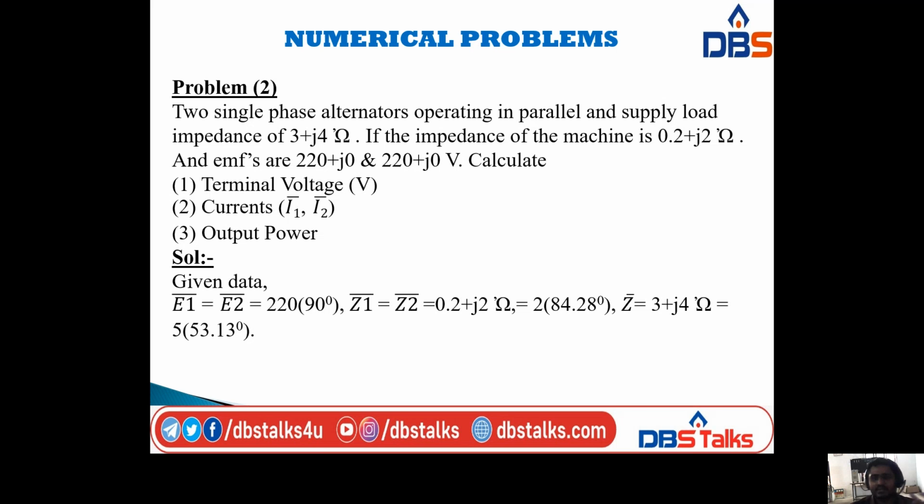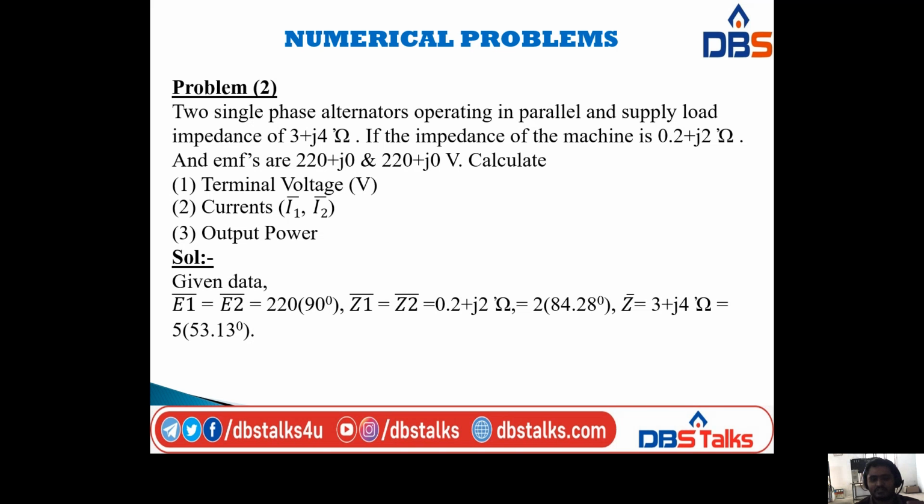So here also we are taking two single phase alternators operating in parallel and supplying a load impedance of 3 plus J4 ohms, and the impedance of the machine is 0.2 plus J2 ohms and EMFs are 220 plus J0 and 220 plus J0, and calculate terminal voltage V, current I1, I2, output for P. So similar to the previous problem, we have to calculate the same parameters, that is terminal voltage, current I1, I2, output for P.